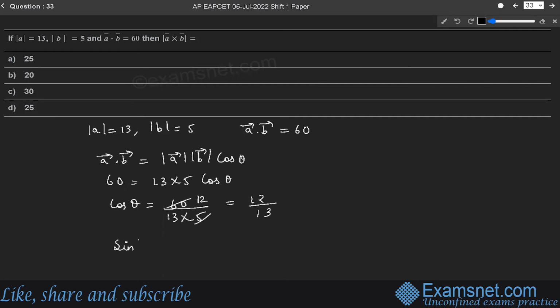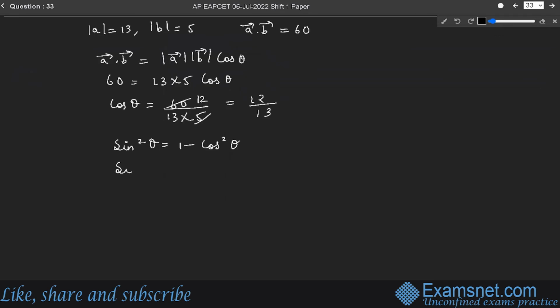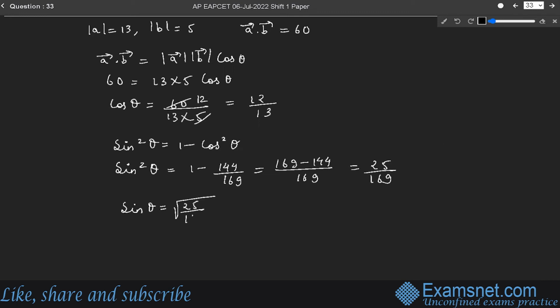We know that sin square theta is equal to 1 minus cos square theta. So putting the values, sin square theta will be equal to 1 minus 144 upon 169, which will be equal to 169 minus 144 upon 169, which gives 25 upon 169. So sin theta will be equal to under root of 25 upon 169, which gives 5 upon 13. So sin theta is equal to 5 upon 13.